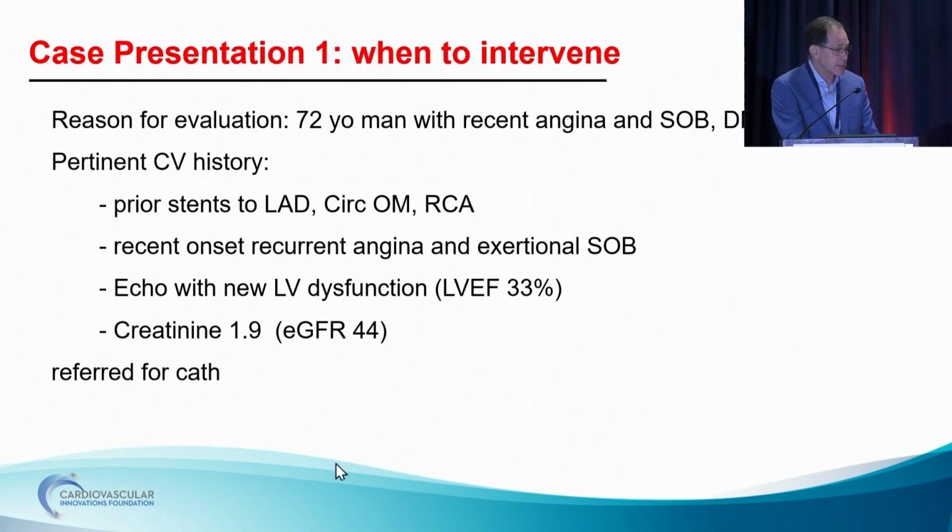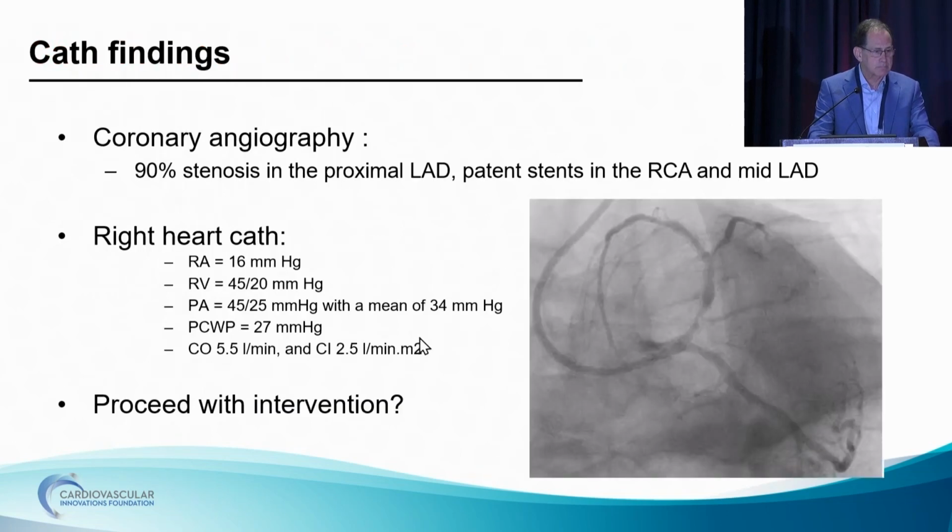Okay, so let's get to some cases. It's a case-based conference. Case presentation 1, when to intervene. These are all recent cases from our lab in the last couple of weeks. A 72-year-old man, recent angina and shortness of breath, diabetes. Pertinent cardiac history, we've placed prior stents to his LAD, his circ, and his right. He now has an onset of recurrent angina and exertional shortness of breath. Non-invasive workup shows his EF has dropped to 33%. His creatinine is 1.9. He's referred for cath.